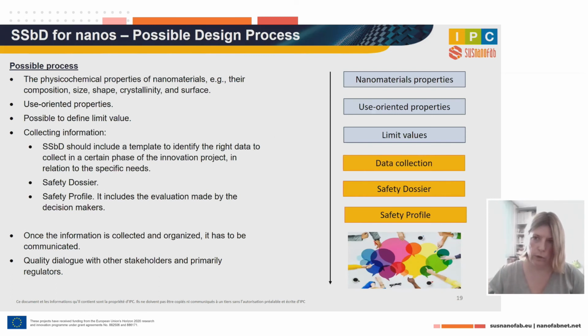In a similar way, some nanomaterials teams deployed a possible process to design SSBD nanomaterials. So they described what the design process is if you want to be SSBD. It concerns first the properties of your nanomaterials, a check around use-oriented properties, defining limit values. Once these design stages or concept stages are defined, an additional stage is collecting information, where the data collected are helping to build two files, a safety dossier and a safety profile. Both will accompany the nanomaterial design through its life to make sure that we can demonstrate and track back where the SSBD rating is at.